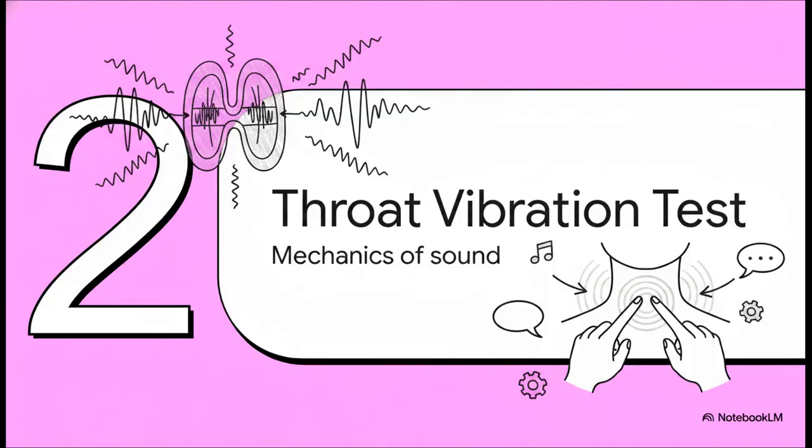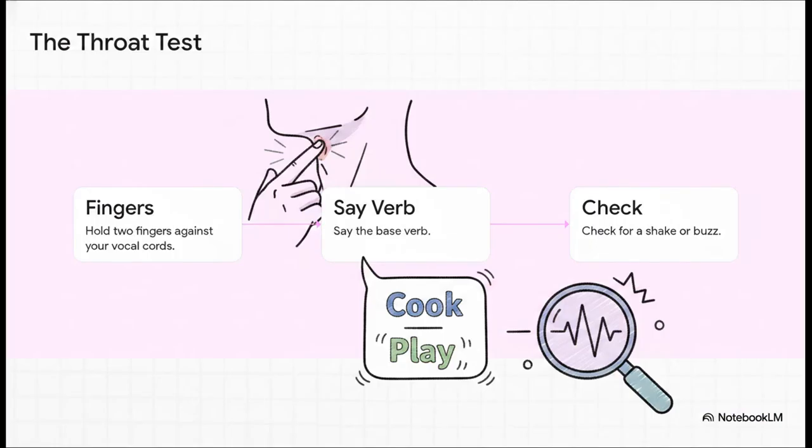Moving right along to Section 2, the throat vibration test, we are going to feel the physical mechanics of sound. Since we know our written letters can't always be trusted, I actually want you to get physically involved right now, wherever you are. Step 1, take 2 fingers and hold them gently against the front of your throat, right over your vocal cords. Step 2, say a base verb out loud. And Step 3, check for a shake or a buzz against your fingers.